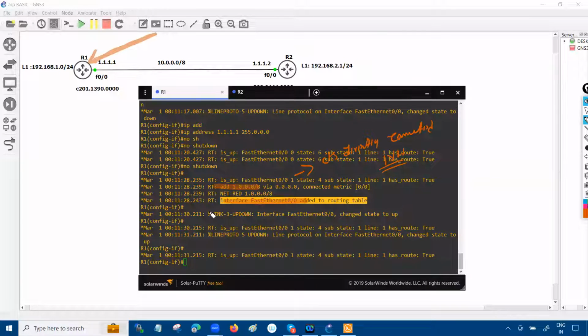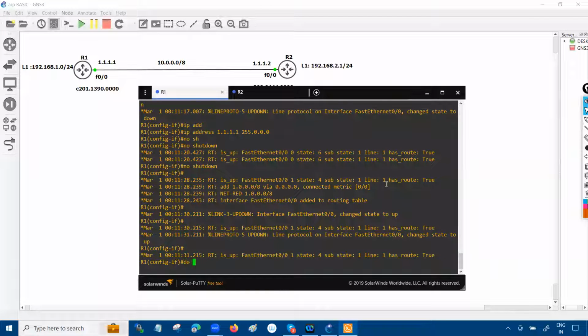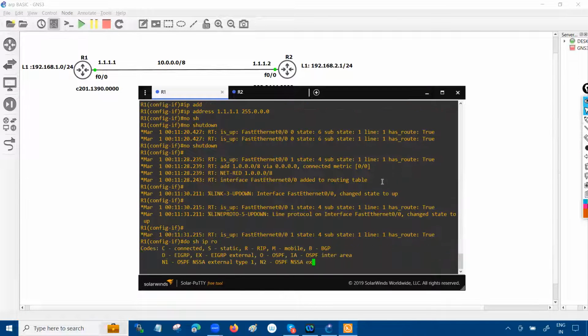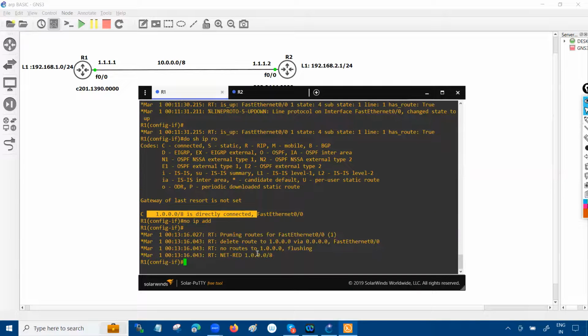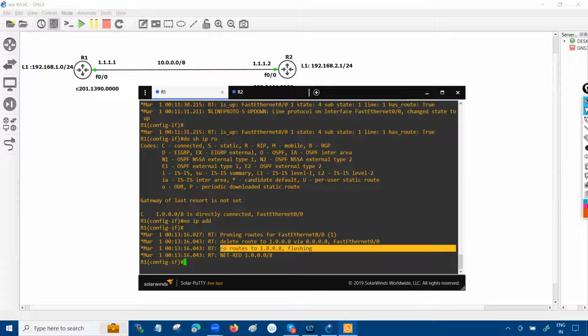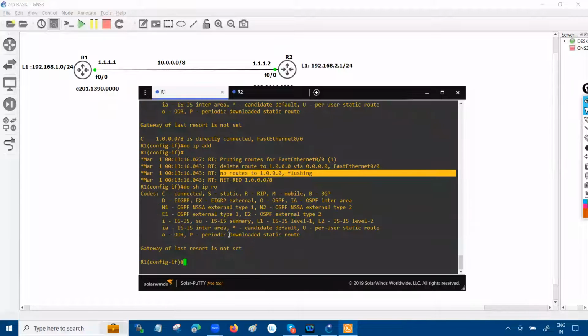At the same time, you can see that the interface is off now. Same thing, if I want to disable this, let's take an example. Right now, you can see that I have this route in my routing table. What happened if I say no IP address? If I remove the IP address from the interface, the route will be deleted from the routing table. So I'm pruning this route, and now this information is not there in my routing table. You can check the routing table with show ip route. I don't have this one.